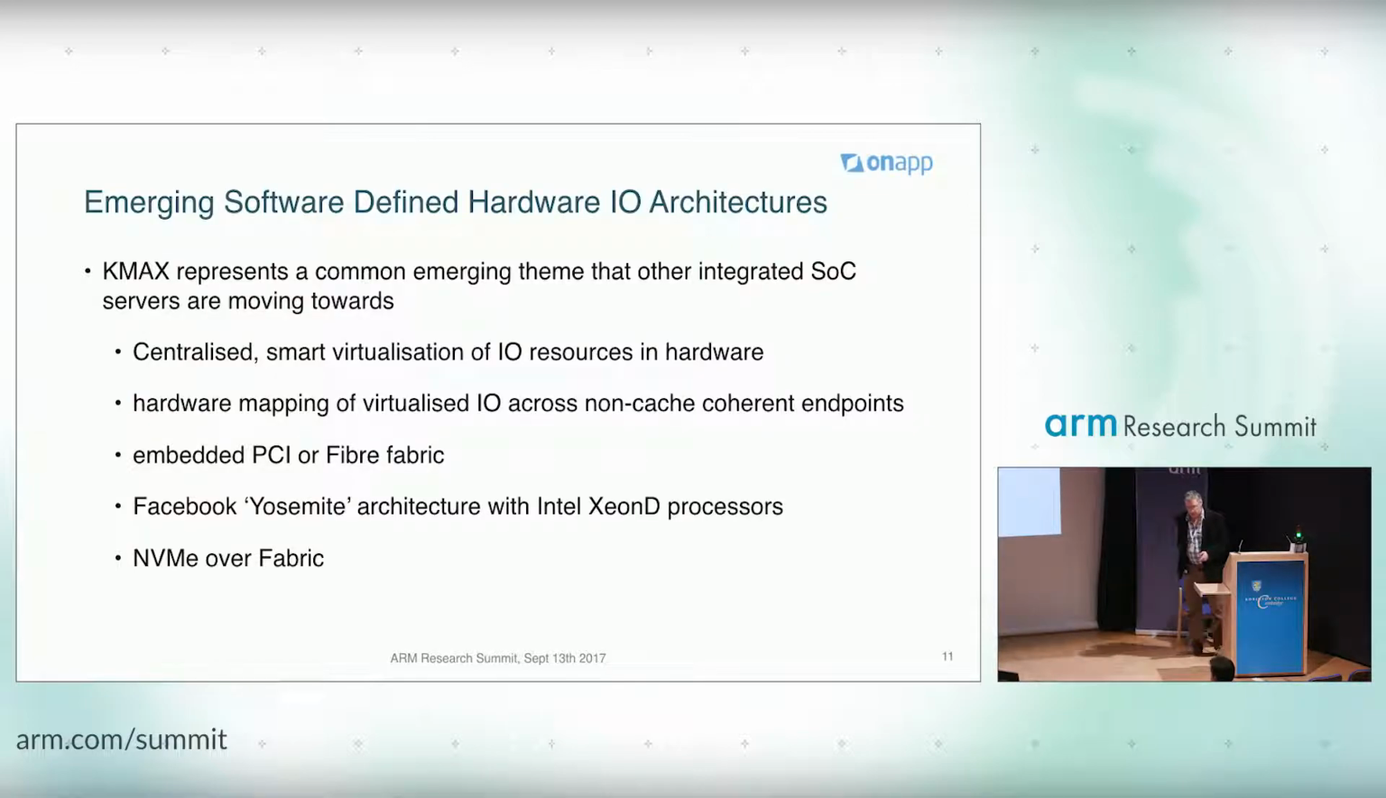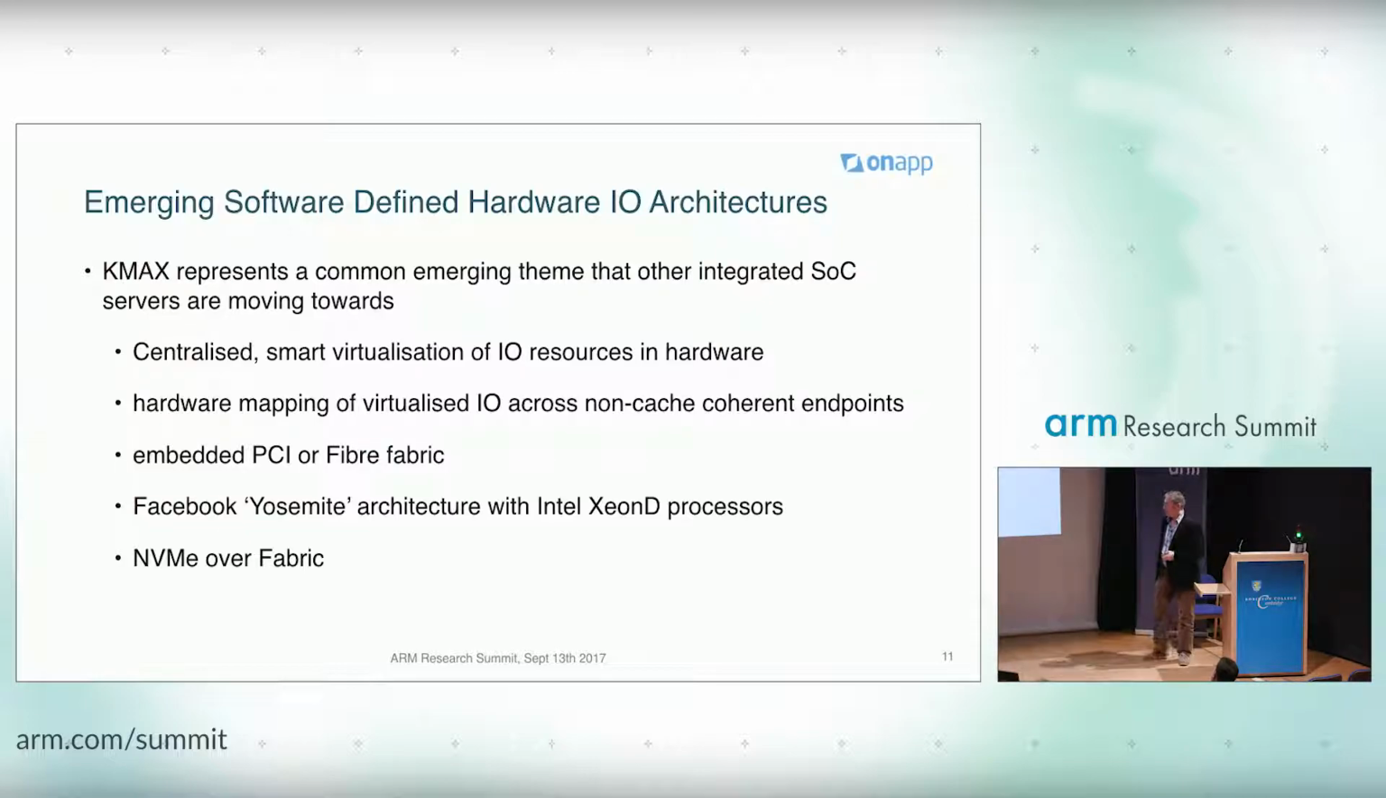The slide illustrates what we're dealing with here, which I would consider to be an emerging theme. We're not the only people looking in this space. It's quite a common emerging architecture, and we heard a presentation from Noah at Cambridge University in an earlier session today, talking about the CAN-D system, which is a similar concept. The idea is that we have centralized I/O resources managed via hardware interfaces that allow us to map I/O resources to individual non-cache coherent endpoints, so shared I/O resources across multiple endpoints with some sort of embedded PCI or fiber fabric. In the KMAX case, this is an embedded PCI bus, but it could equally be some other type of fast interconnect.